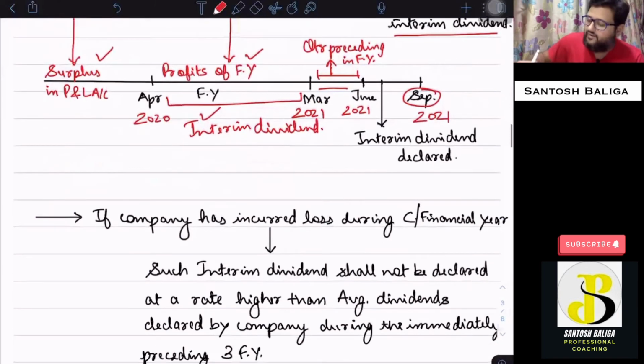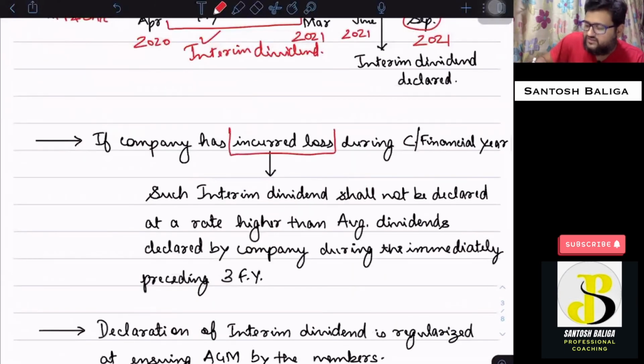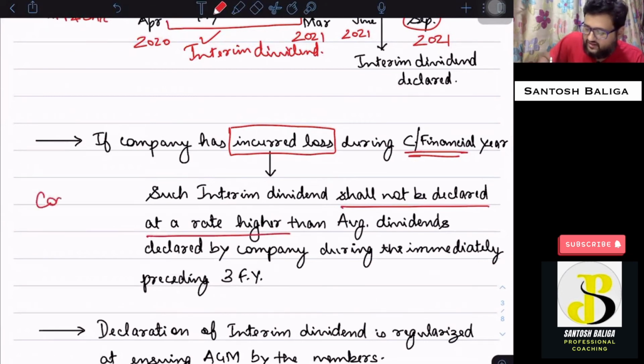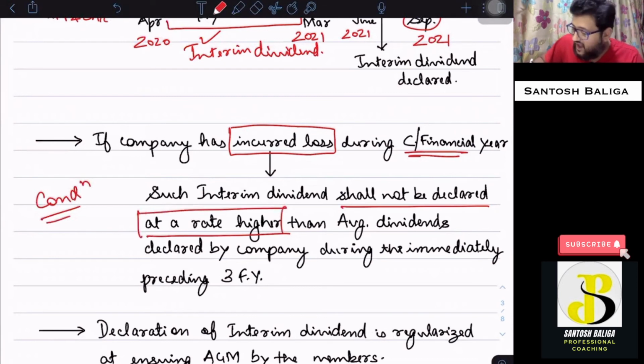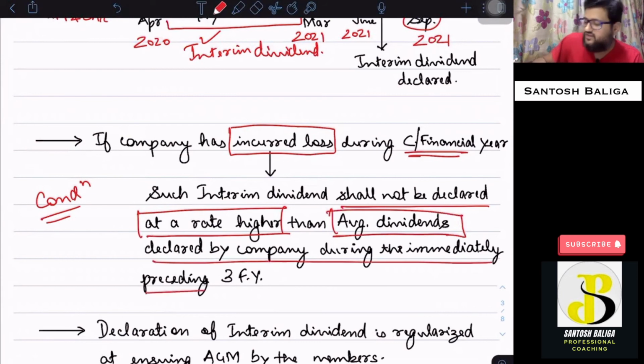In case the company incurred any loss in the current financial year, can the company now issue or declare interim dividend? Yes, the company can declare interim dividend, but it shall not be declared at a rate higher than the average dividends declared by the company during the immediately preceding 3 financial years. What is the condition? That is the condition.